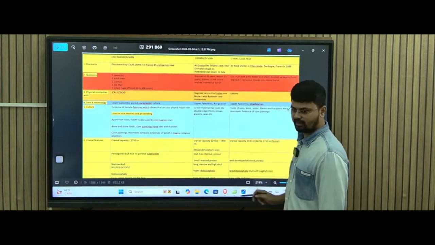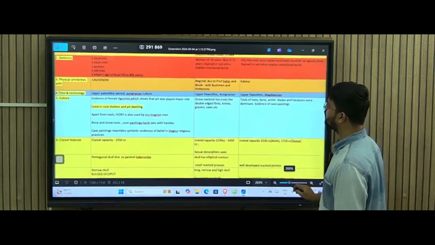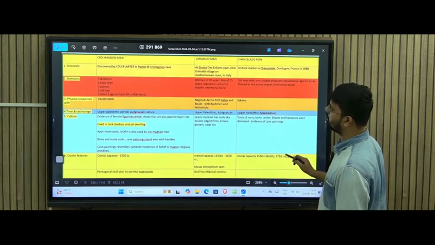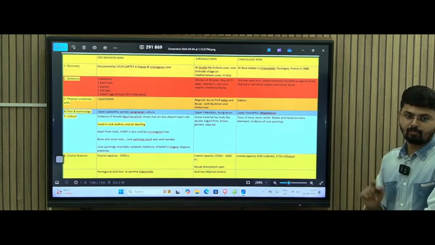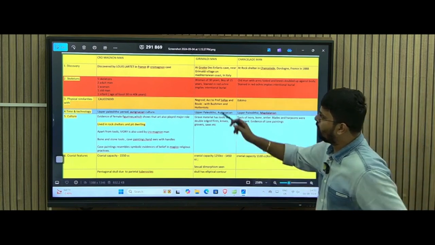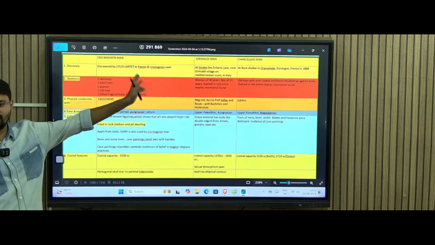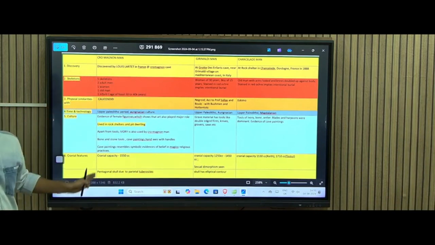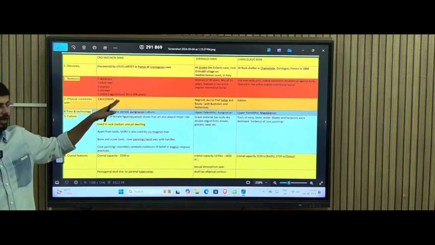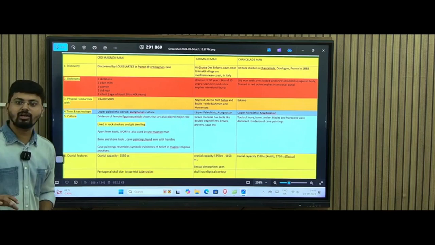Cro-Magnon, Grimaldi, and Chancelade. Should I further zoom it? Right, these are the three varieties. So discovery, where did they find it? This Cro-Magnon is found at a cave known as Cro-Magnon cave by Louis Lartet in France. And what skeletons have been found? 5 skeletons have been found: 2 adult men, one old man, one woman, and one infant. These are the fossils, and they have similarities with modern Caucasoids.